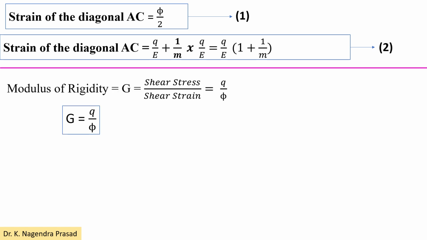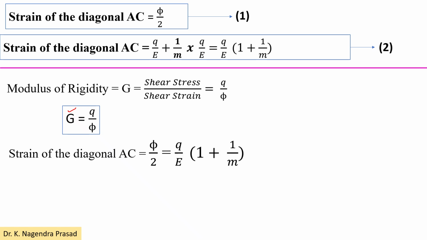Next we will discuss the modulus of rigidity, capital G, which is equal to the shear stress, that is small q, divided by the shear strain, that is φ. Then capital G equals small q divided by φ. So next we will find the relationship between capital E and capital G, that is the relationship between the modulus of elasticity and the modulus of rigidity.